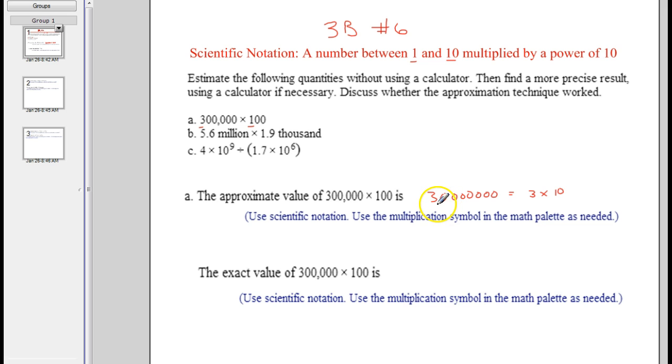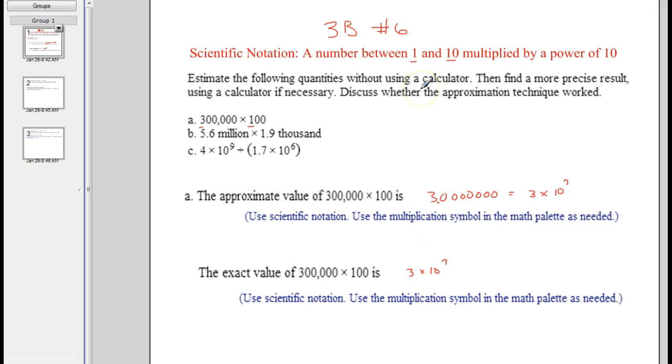The power is how many places. If I put a decimal point right there, now that's the number 3. How many places do I need to move that decimal point to get back to the number that it actually was? That's 1, 2, 3, 4, 5, 6, 7 places. In this case, because everything was just zeros after this, you could just count the number of zeros, and that's your power. Because again these were whole numbers, the approximate value is the exact value. So 3 times 10 to the 7th.